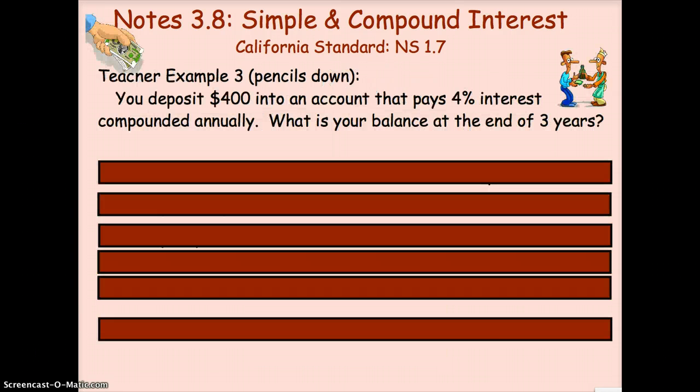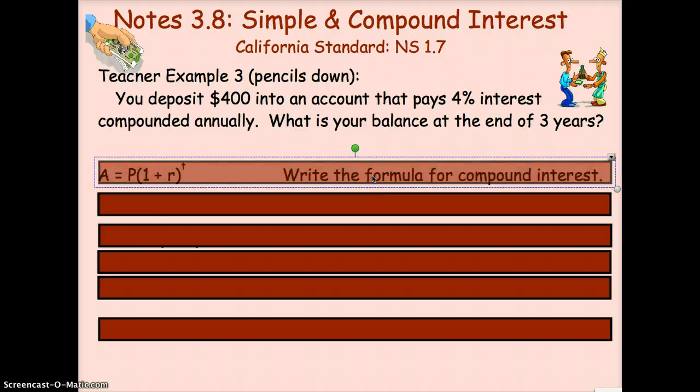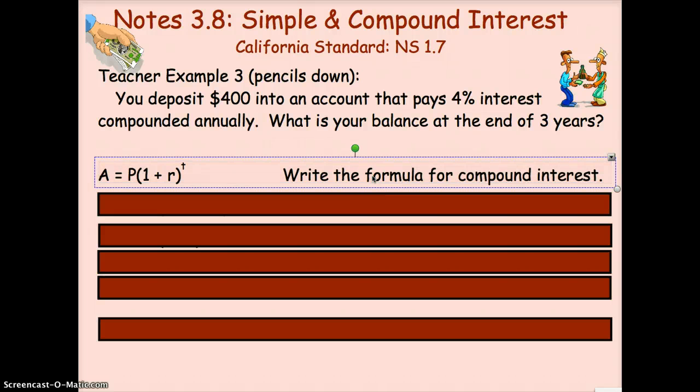Okay, let's take a look at teacher example 3. You deposit $400 in an account that pays 4% interest compounded annually. What's your balance at the end of 3 years? Now this part's tricky. Make sure you copy down that formula for compound interest. A equals P times 1 plus R to the T power. Having this exponent of T is what really messes things up.